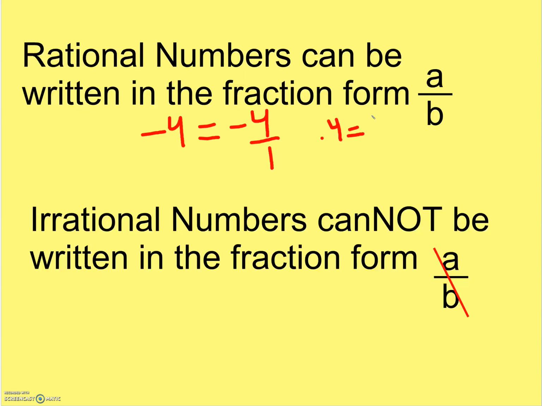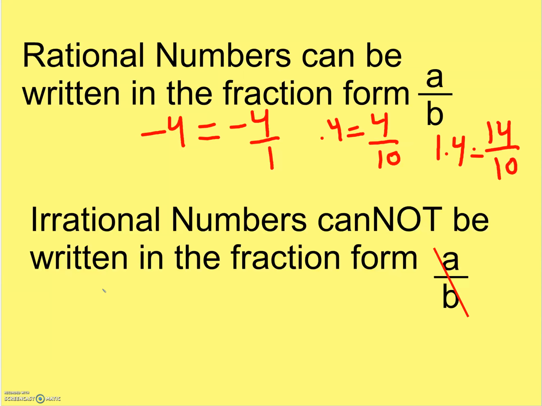0.4 can be written as 4/10. Or 1.4 can be written as 1 4/10 or 14 over 10. So what's A here? 4. What's B? 10. What's A? 14. What's B? 10. Now, irrational numbers, we cannot do that.